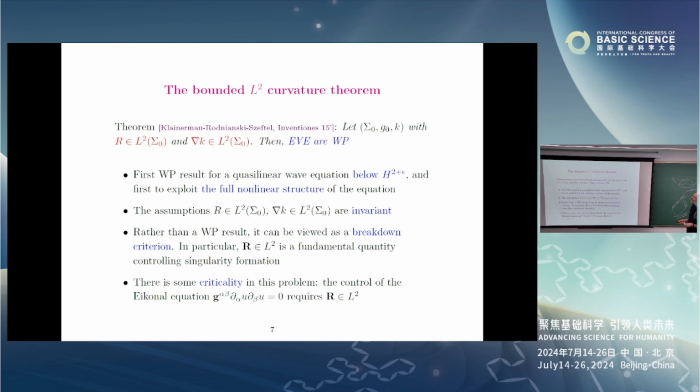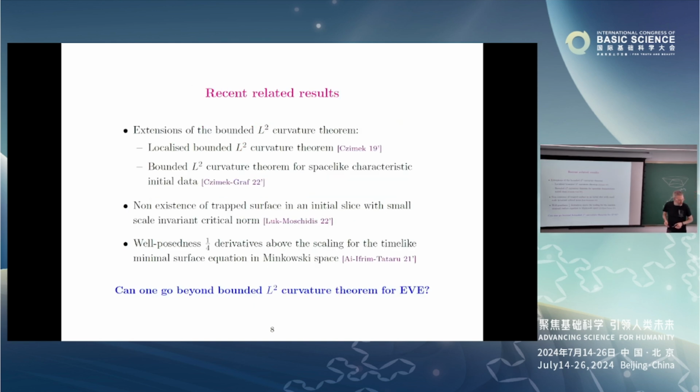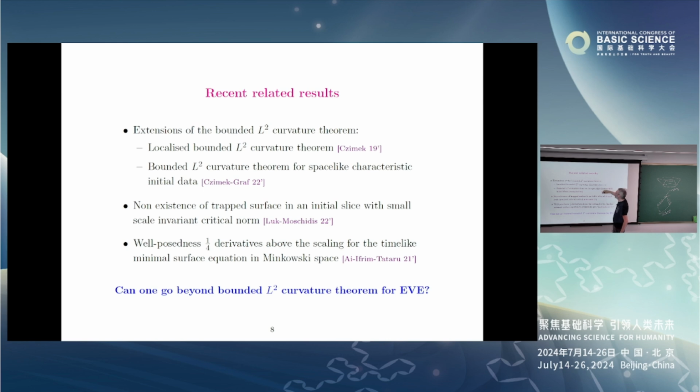Okay, let me maybe comment a little bit on some recent results, since, as Lars mentioned, this is quite an old result, so let me mention some recent related results. There has been some extension of this result by some of my former students. So Stefan Czimek has, in fact, extended it to localized results. In other words, our result holds for Sigma 0, which has the topology of R3, because we do harmonic analysis. So this is a simpler setting. He localized it in a ball to have this result working only on the domain of dependence of a ball.